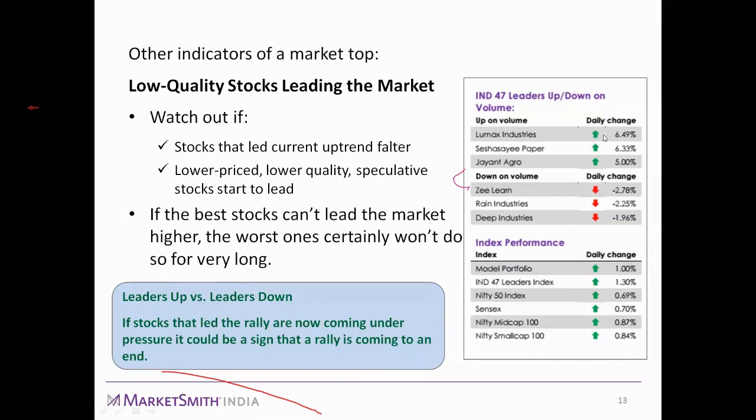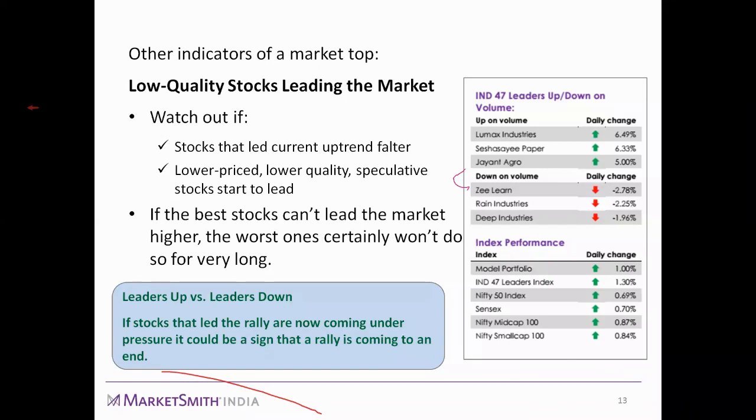So this is a chart of IND 47 leaders up and down. Here I would like to add something. In our daily post-market commentary, at the end of the commentary, there are names of a few stocks which are leaders up on volume and leaders down on volume. We give you the names of those stocks and the percentage change, so that you can get these indicators well in advance, showing which direction the market is moving in.